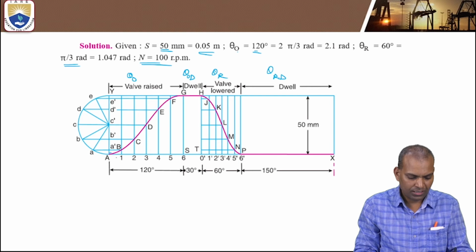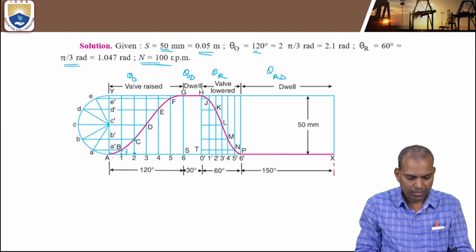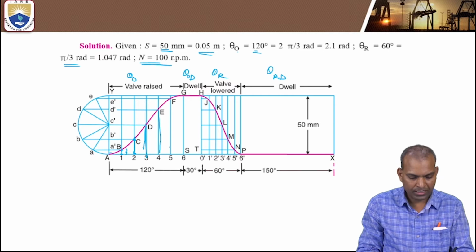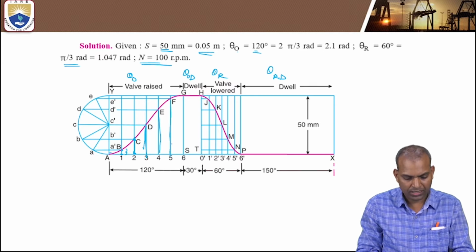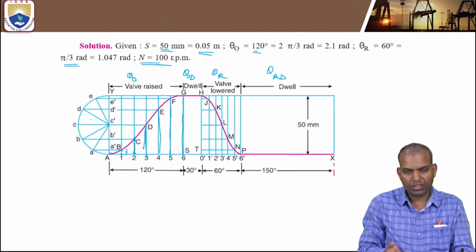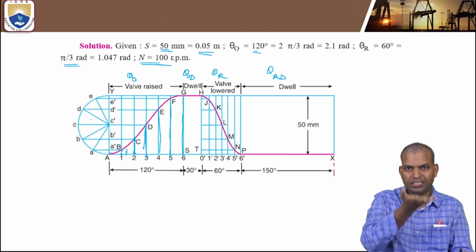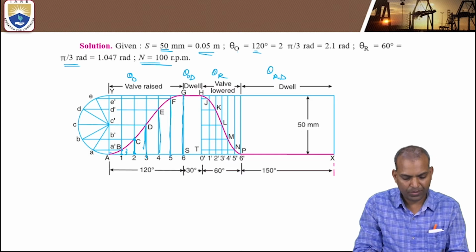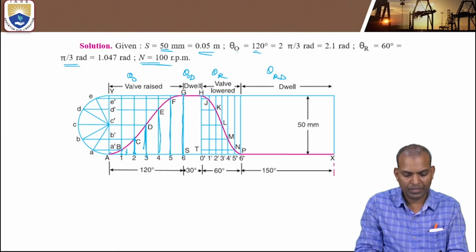So if you see here, for every 20 degrees, the rise is this much. For 40 degrees, this much, 2 to C; 3 to D, 60 degrees; 4 to E, 80 degrees; 5 to F, 100 degrees; 6 to G, 120 degrees. For 120 degrees, the total lift, how much the valve is raised, is 50 millimeter. The valve remains raised, that means open, for 30 degrees of cam rotation.